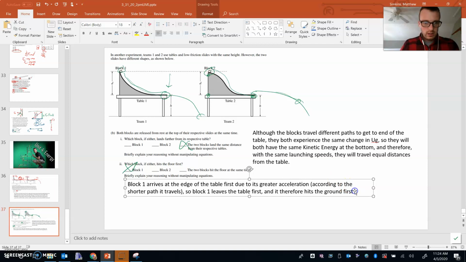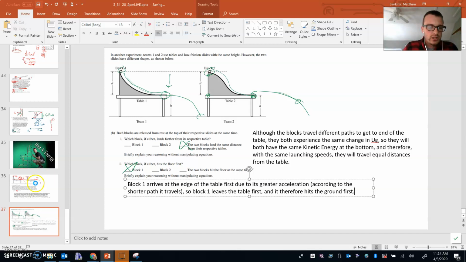Okay, sweet. That's it. Block 1 arrives at the edge of the table first due to its greater acceleration according to the shorter path it travels. So block 1 leaves the table first, and therefore it hits the ground first. All right, cool. Let's evaluate our response. Let's see how we did.